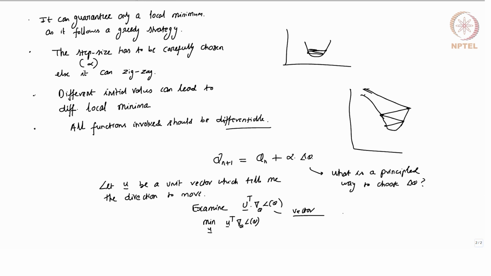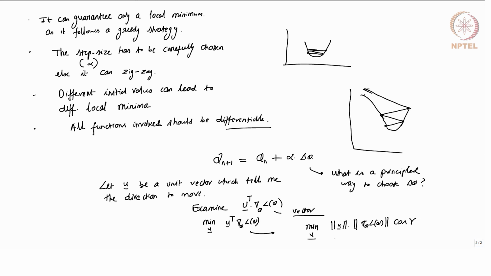Now this quantity, we saw yesterday itself. So I can write this as minimization over u of norm u, which we have already seen, times norm of the gradient of L, times cos gamma, where gamma is the angle that u makes with respect to the gradient of L, with respect to the parameter theta, of course.